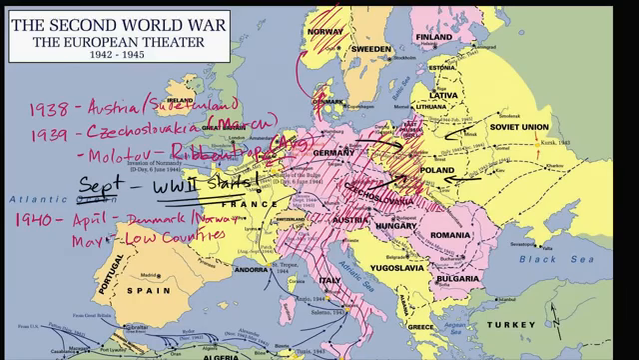And then in June, Italy enters the fray. Italy, which we've seen before, Italy declares war. Benito Mussolini, in the run-up to World War II, was getting closer and closer to Adolf Hitler. And so in June, Italy declares war on the Allies, on Great Britain and France. And so now Italy is formally in World War II.